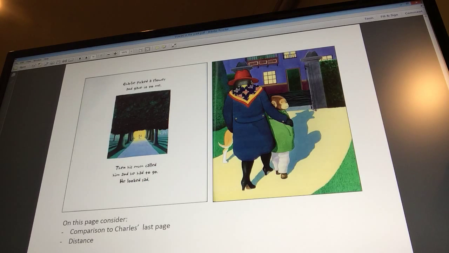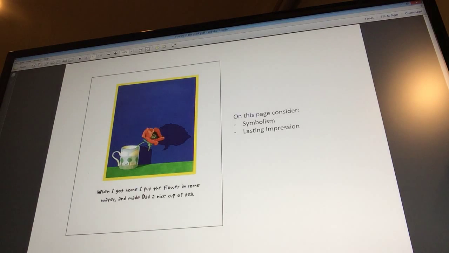Charlie picked a flower and gave it to me. Then his mum called him, and he had to go. He looked sad. When I got home, I put the flower in some water and made Dad a nice cup of tea.